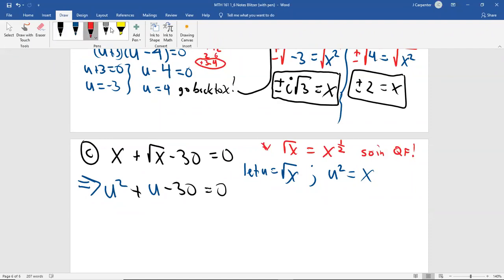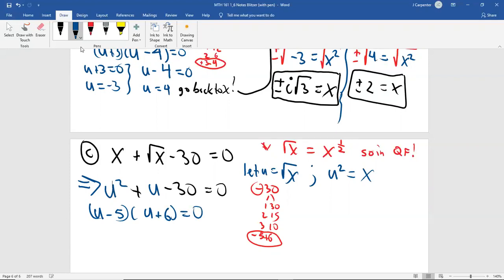This is factorable. If you write all the factor pairs of negative 30, that's 1 and 30, 2 and 15, 3 and 10, or 5 and 6. We're trying to find the pair that subtracts to 1, so we choose the 5 and 6. This time the difference needs to be positive, so it's negative 5 and positive 6. Arithmetic has got to be on point. So that's u minus 5 times u plus 6 equals 0.